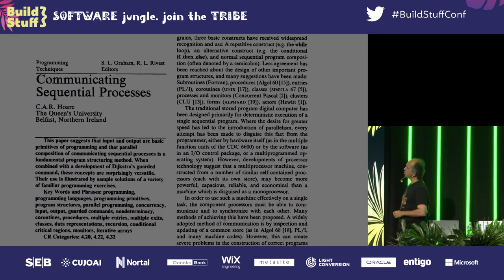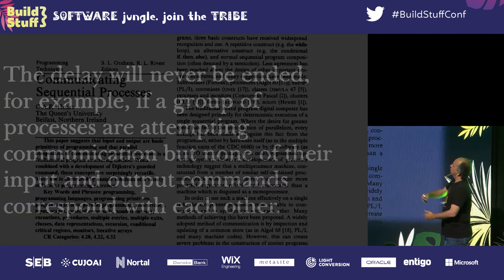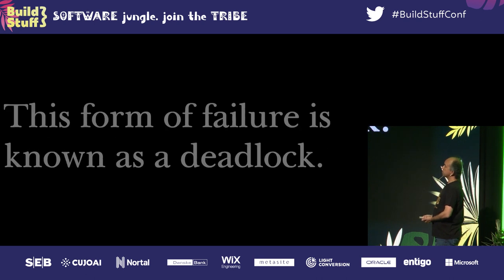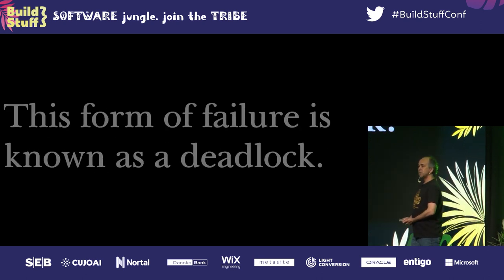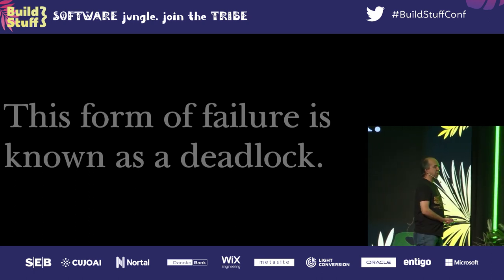We can find this in the original CSP paper, which I think was 1978. The delay will never be ended, for example, if a group of processes are attempting communication, but none of their input and output commands correspond with each other. There is no send. I'm trying to receive, but there's nothing there. We have a name for this. And guess what? This is a valid implementation of defined behavior. So we're going to say, you're not allowed to do that.